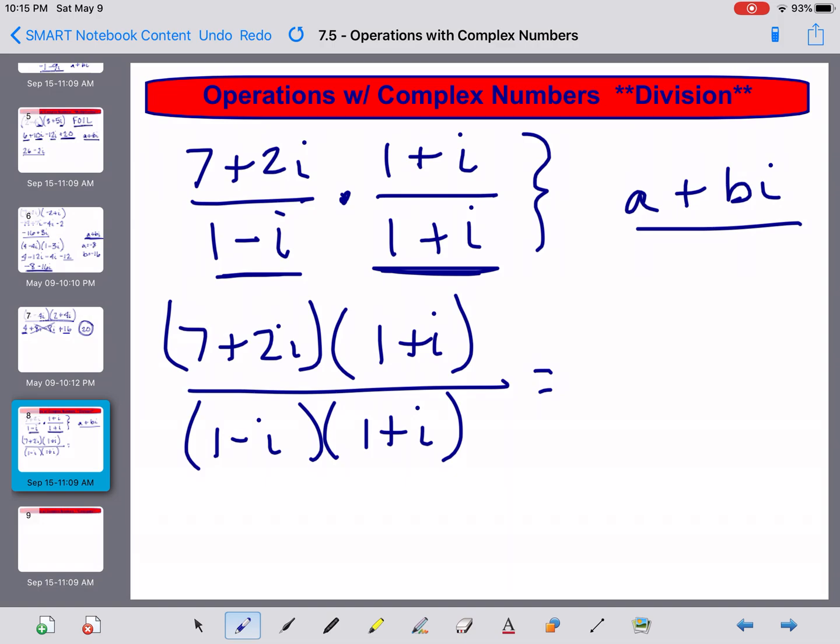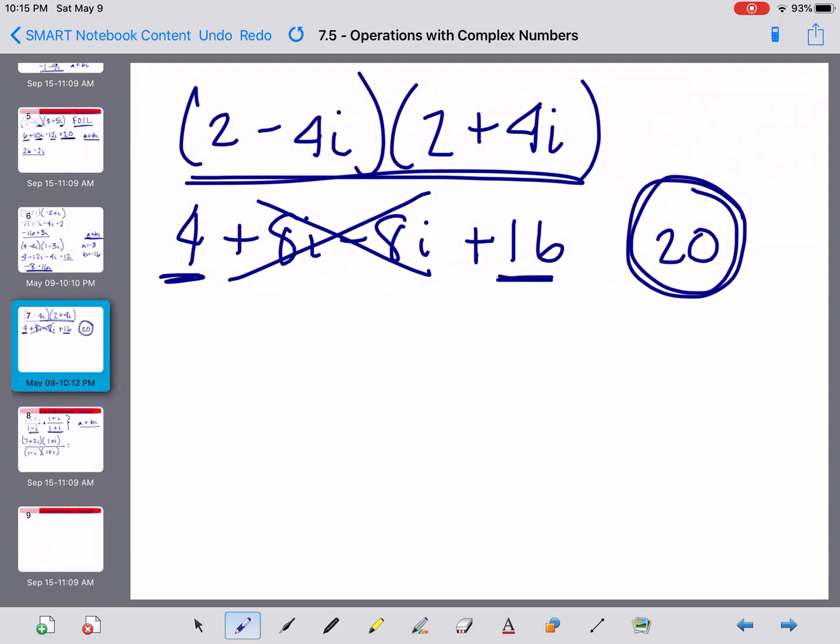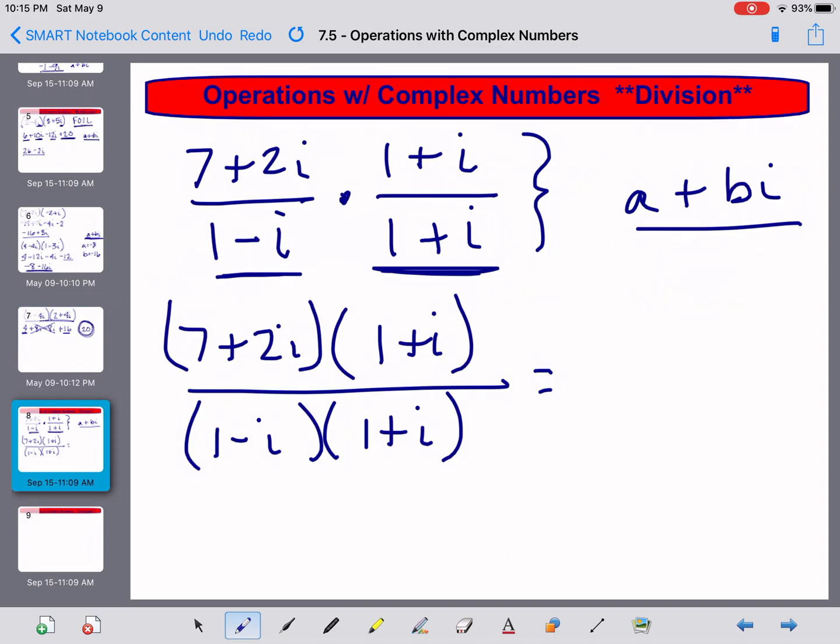Okay, so now I'm going to do the denominator first, because, again, if I go back to this, I should end up with a real result. Okay, so 1 times 1 will give me, I'm going to go down here, 1. And then, again, if I were to do the middle piece, that would cancel out, and then I'll get negative i squared, which would just turn to 1.